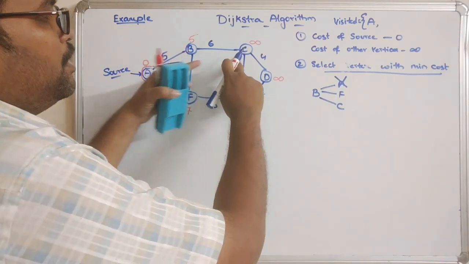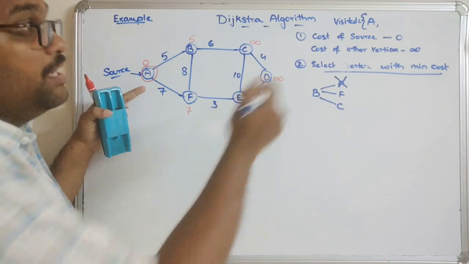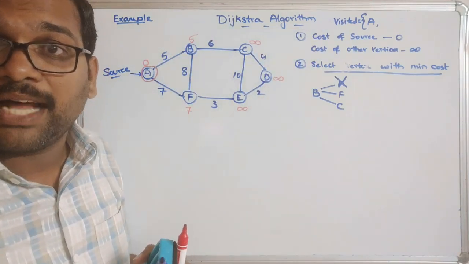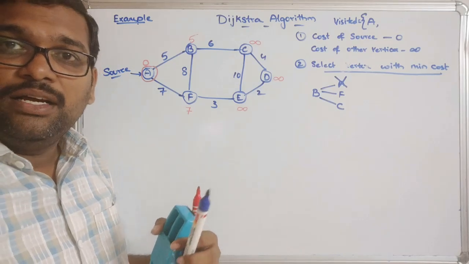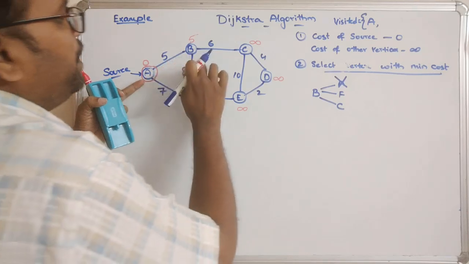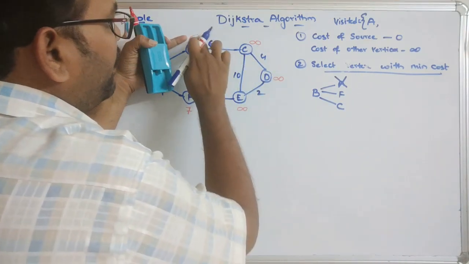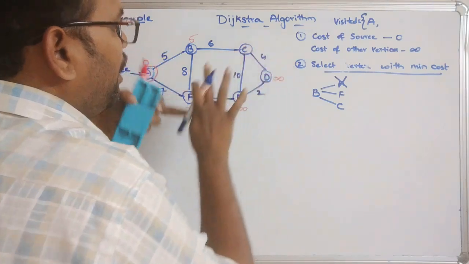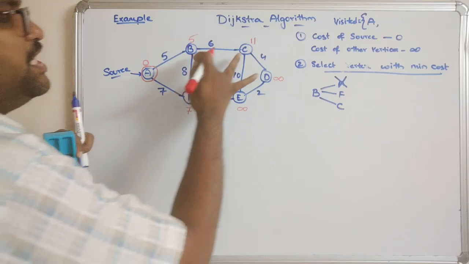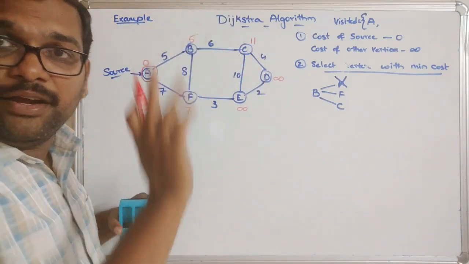So what is C? Update. Here the source is A, right? The name itself indicates it's a single source shortest path, so we need to find the shortest path from the same source. From A to B it is 5, and from B to C, 5 plus 6 will be 11. So the path from A to C via B is 11, and we have updated it.